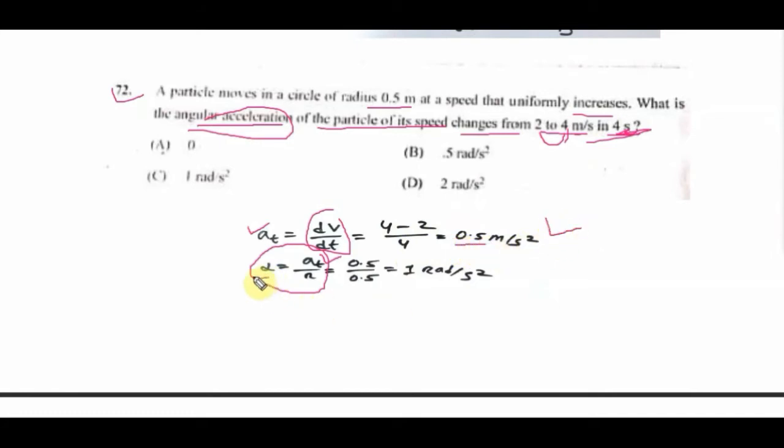And the angular acceleration alpha equal to at by r. So at is 0.5 divided by radius, which is 0.5 meter. So it is 0.5 by 0.5, that equal to 1 radian per second square. So option C is the correct answer.